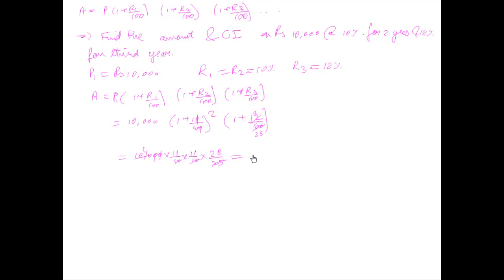That gives you the amount as 13,552 rupees. So the interest, children, comes out to be 3,552 rupees. That's a compound interest, children. So children, this is the formula for different rates. Let's do the example.